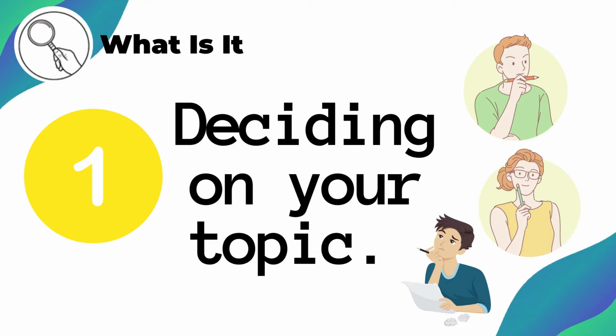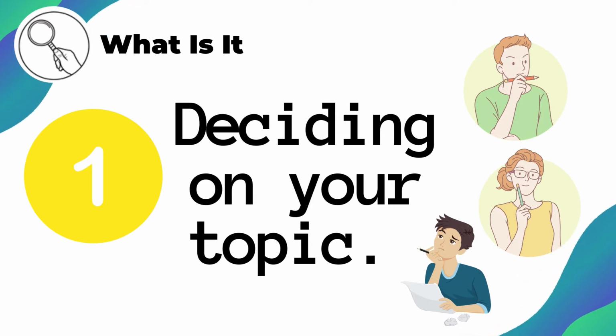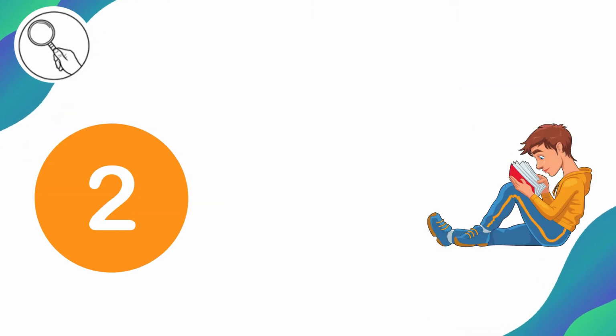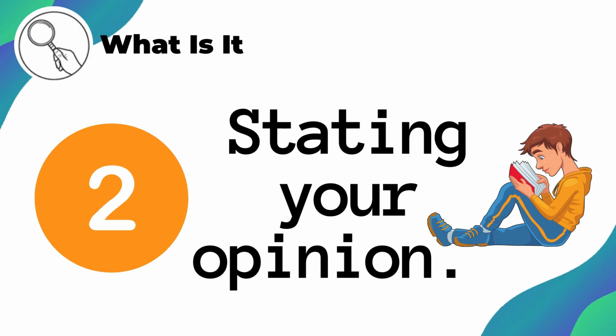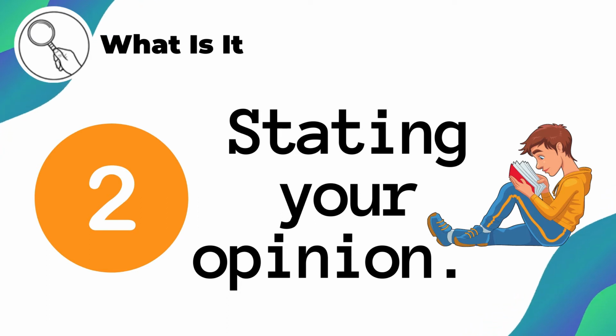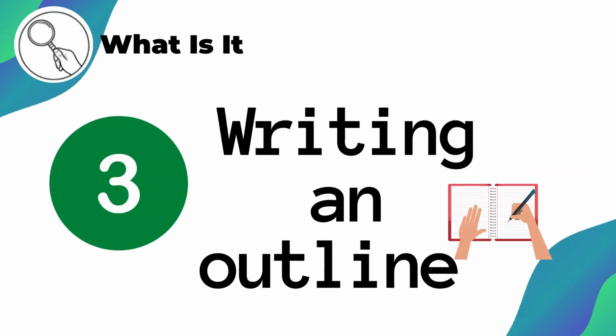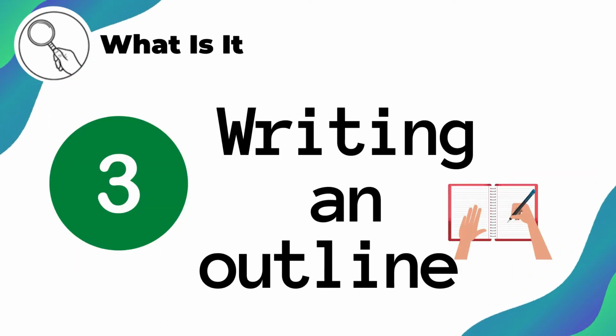So before you write, of course you think of your topic, whether it may be about not wearing school uniform. Number 2, stating your opinion. After knowing your topic, then you will have to state what are your opinions about the topic. Number 3, writing an outline.